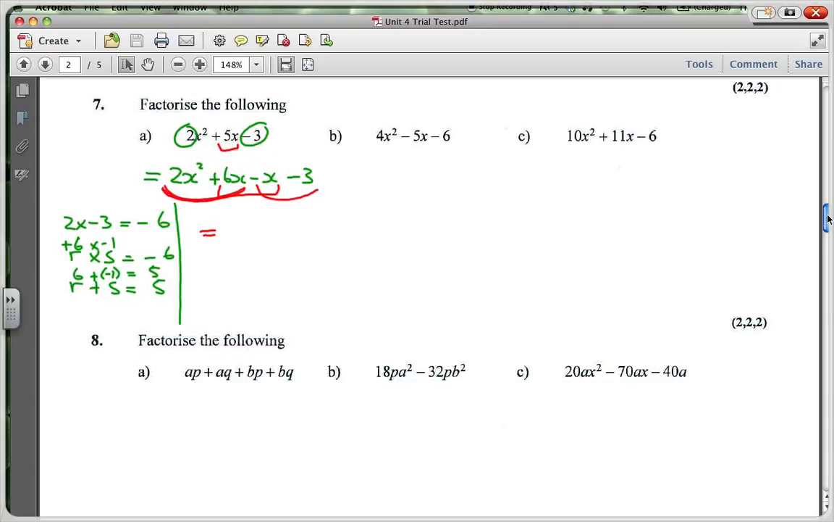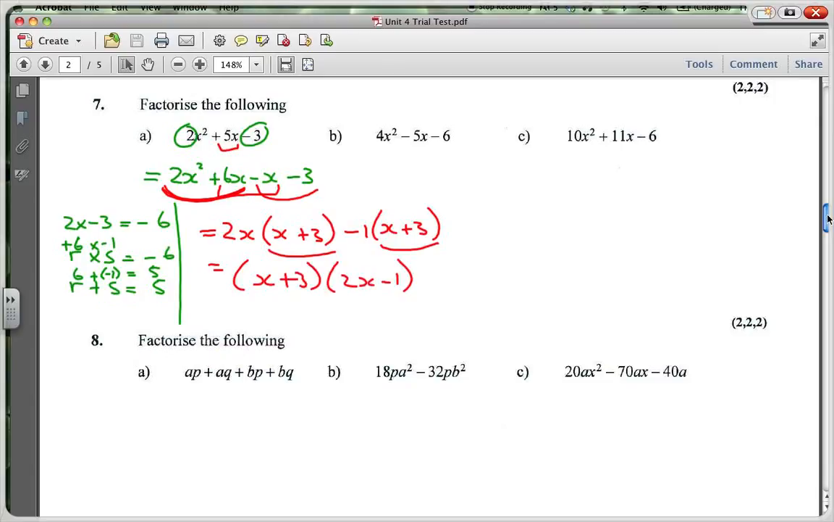So in this first one over here, I see that I've got a 2x that I can take out, and I'm left with x plus 3. And here I can take out a negative 1, and I'm left with an x plus 3. So then finally, x plus 3 is common, so I take out an x plus 3, and I'm left with 2x minus 1. Like that. So we've got to do the same thing in each of these.